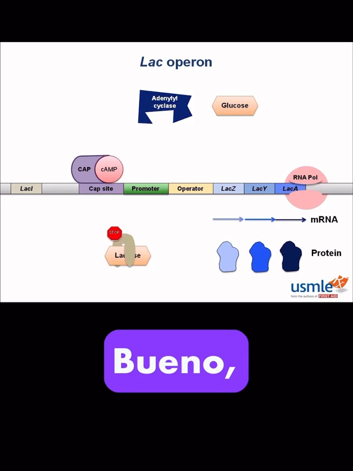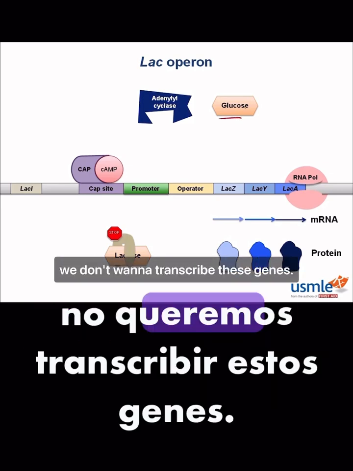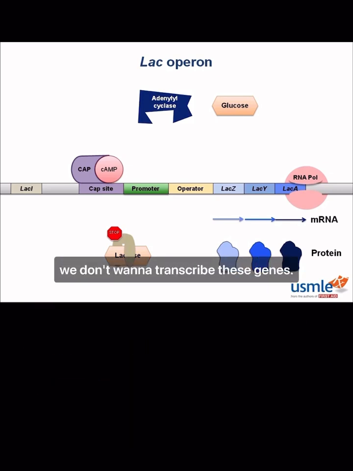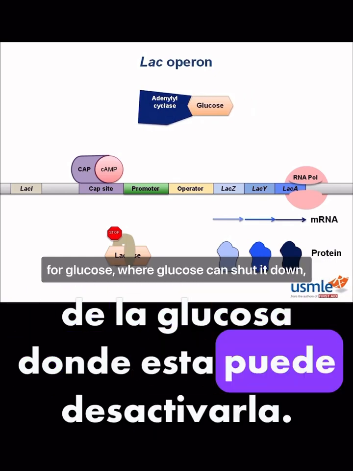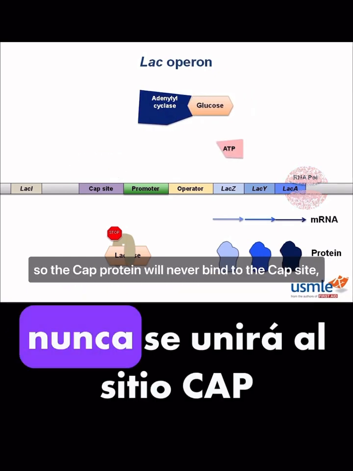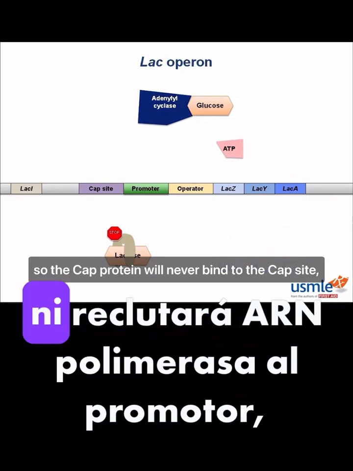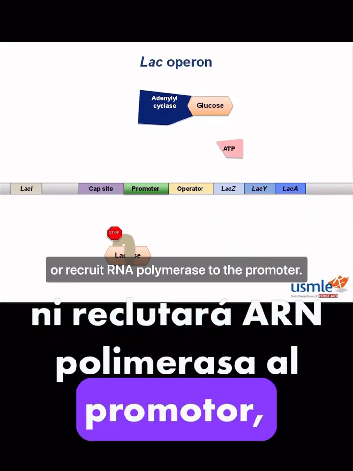Now what about glucose? Well, if glucose is present, we don't want to transcribe these genes. So the enzyme adenylyl cyclase has a binding site for glucose where glucose can shut it down. So the CAP protein will never bind to the CAP site or recruit RNA polymerase to the promoter.